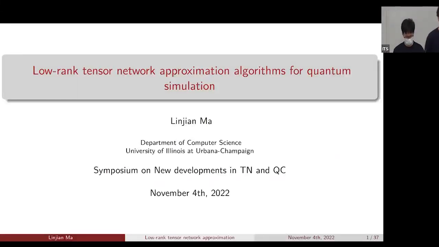Yes, just saying Linjian is here joining us from Illinois, where he works in an interdisciplinary way between computer science, quantum computing, and tensor networks. So he's going to be telling us about work combining these.